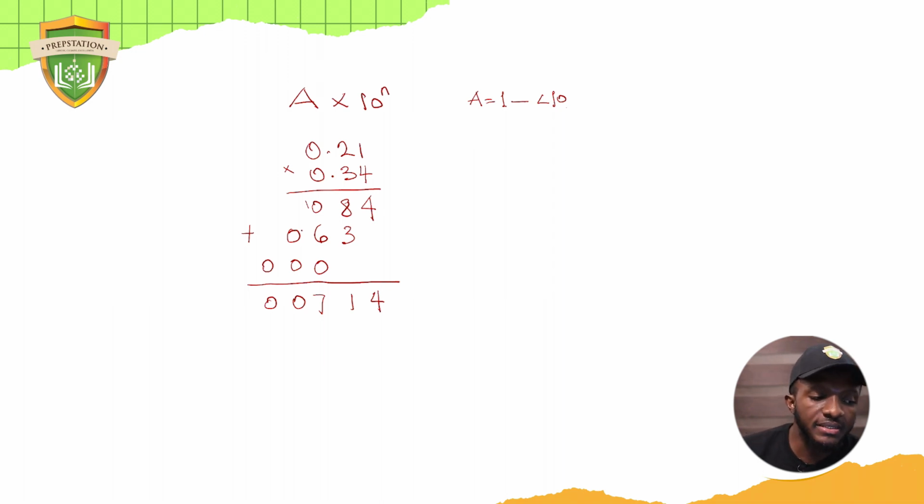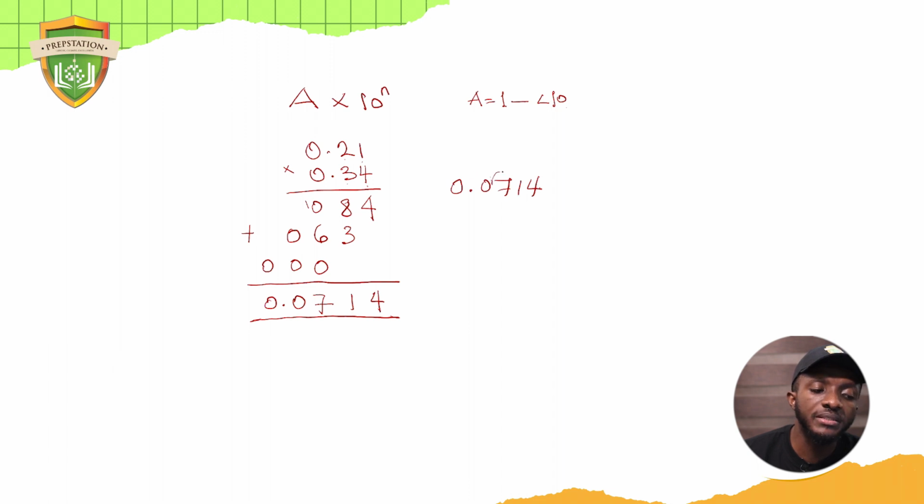How many decimal places do we have, or did we have from the beginning? Here, 1, 2. 2 decimal places. Here, 1, 2. That's making 4 in all. So we're going to move 1, 2, 3, 4. So this is what this multiplication actually gives. But remember, we were told to express the answer in standard form. So this is the answer, 0.0714. So we will have to move this decimal point.